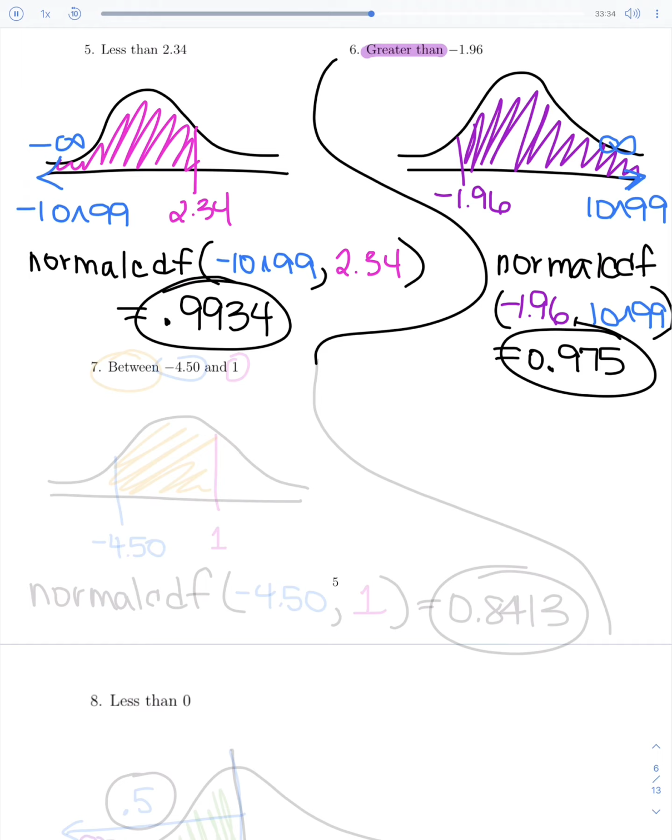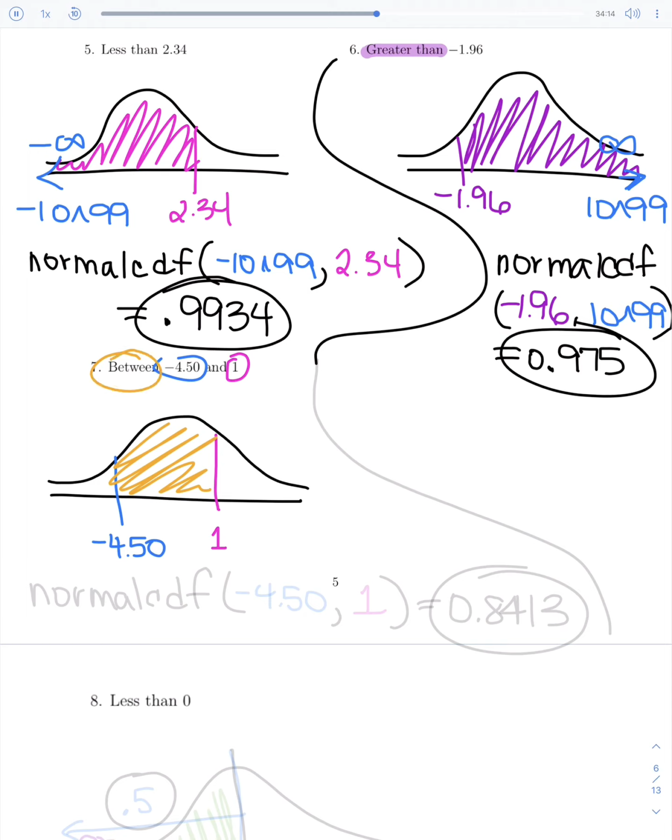Let's try 2 last problems. The second last one here, on 7, we've got the z-values of negative 4.5 and 1, so let's draw our graph. And the first one we have is the negative 4.5, which should be pretty far down on the left side for negatives, because remember that 0's in the middle. And then somewhere on the right side we should have the number 1 as our z-value. And again, the idea here for this next one is that we want the area in between, they say.